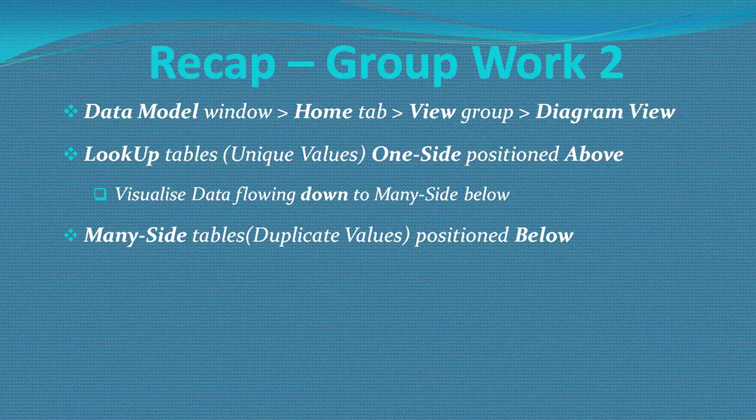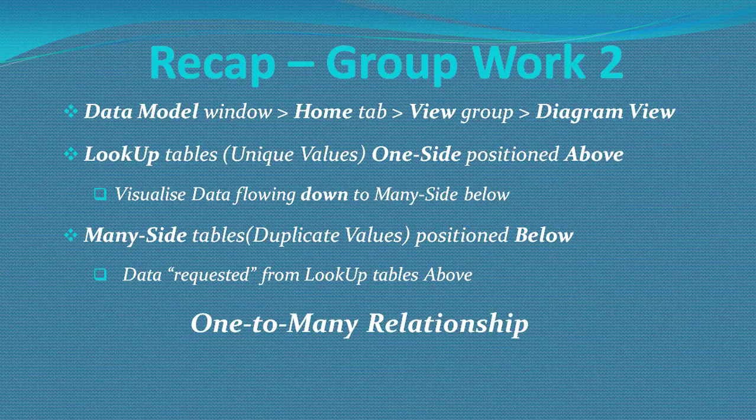Also, the product key is going to be duplicated many times in our sales table because many customers will buy the same product. Another way for us to visualize this concept is that the many side, our sales table, is requesting information from the lookup tables above. This whole concept is called a one-to-many relationship.